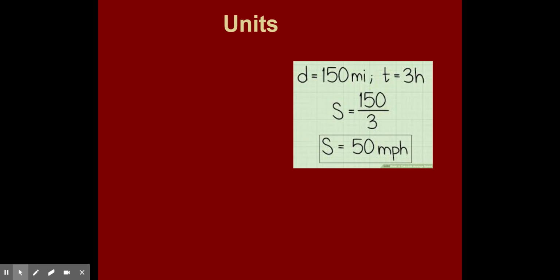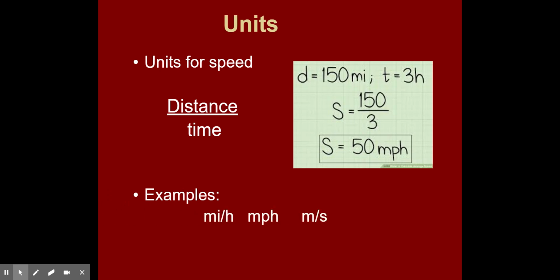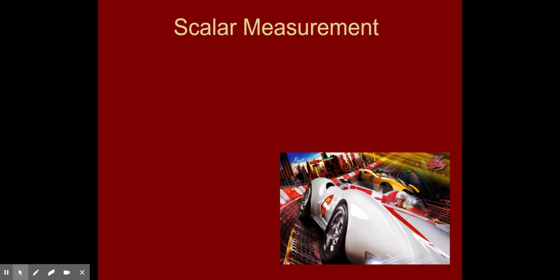So here's an example. We said we traveled 150 miles and we went in 3 hours. So we'll take distance over time and we'll find out that we traveled 50 miles per hour. Examples for units may be miles per hour, MPH would also be miles per hour, meters per second, kilometers per hour, depending on what you have for your actual units. Now, as I said, speed is just magnitude.